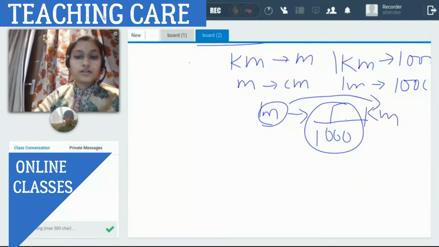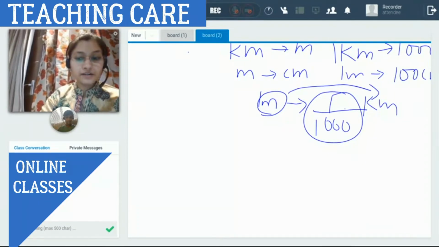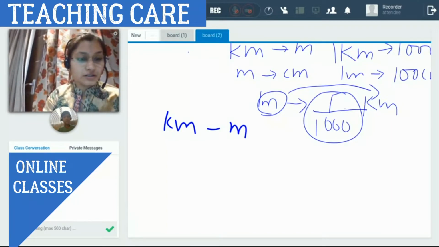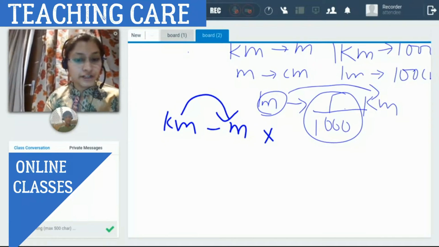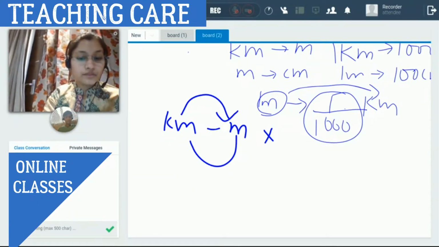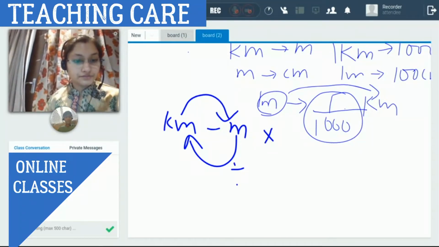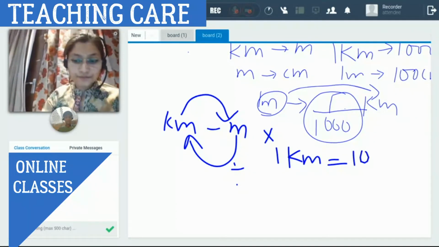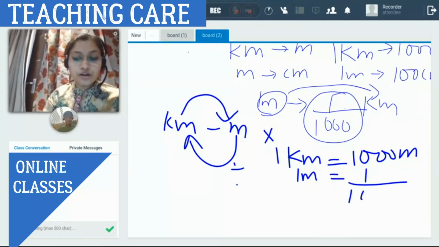Before that, let me complete what I have started. The kilometer is a bigger unit than meter. So when we go from a larger to smaller unit, then the multiplication factor comes, and when we go from a smaller to a larger unit, then the division factor comes. So 1 kilometer is equal to 1000 meter. If I ask 1 meter, then it is 1 upon 1000 kilometer.